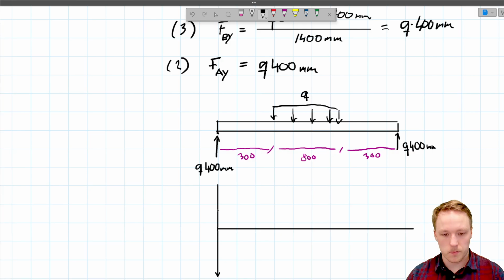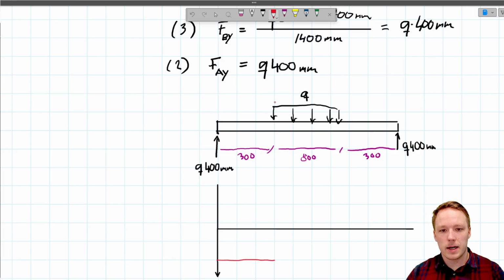Like that. So here we have the diagram. At the beginning, when we start from here, we have a support force on the left-hand side pointing upwards, which means that the internal shear force inside the material is pointing downwards. And we remember our sign convention, this means that it is a positive value. So it goes here to positive Q times 400.